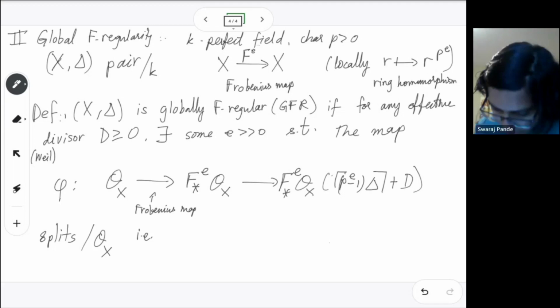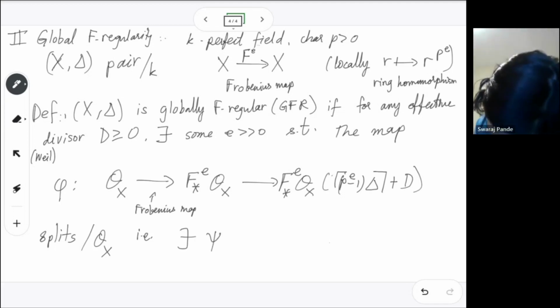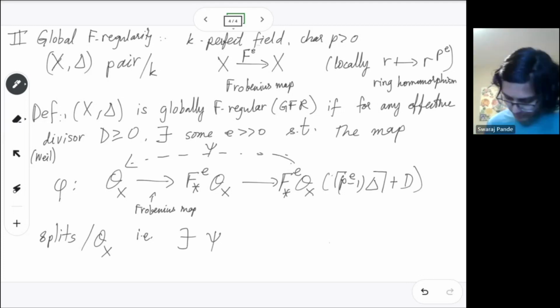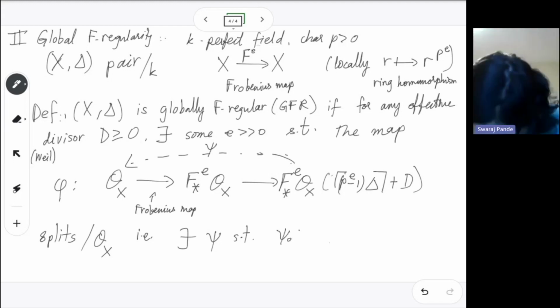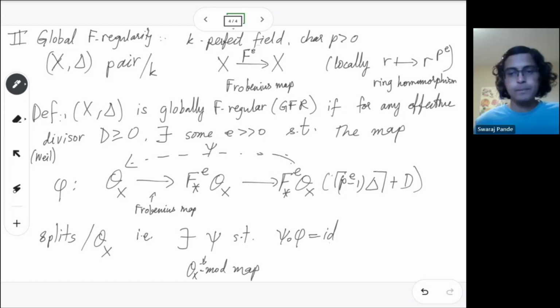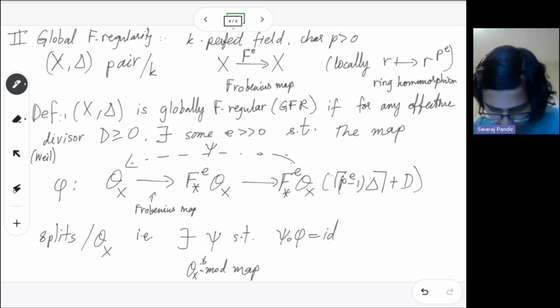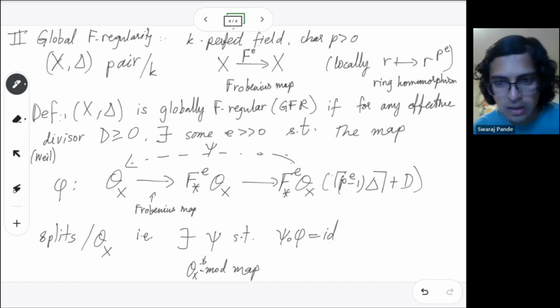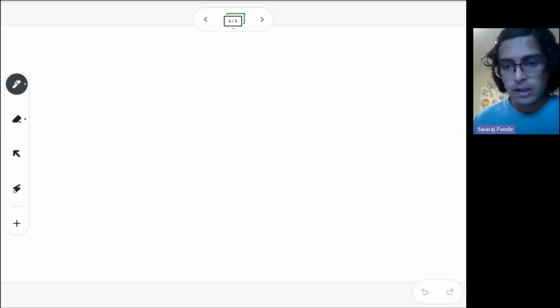That means there exists psi such that psi composed with phi is the identity, and psi is a map of O_X-modules. Are there any questions about the definition? So this is the definition of what it means for the pair X, delta to be globally F regular. Notice that there is no resolution of singularities, even if we know them to exist. But yeah, I'm going to the next slide.